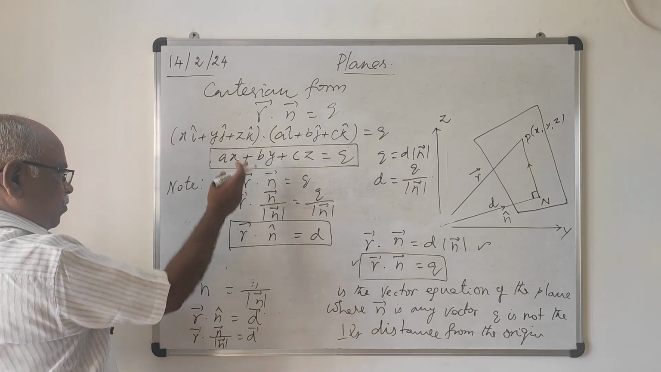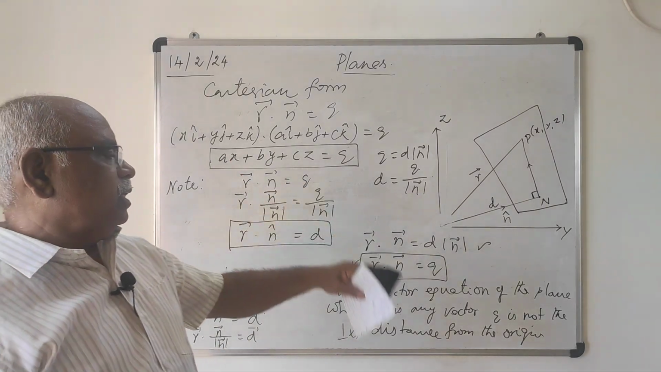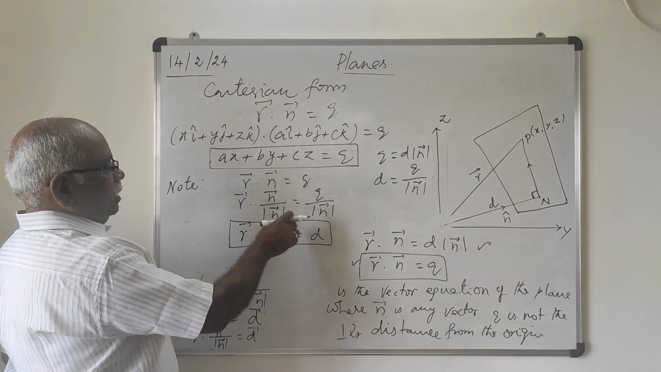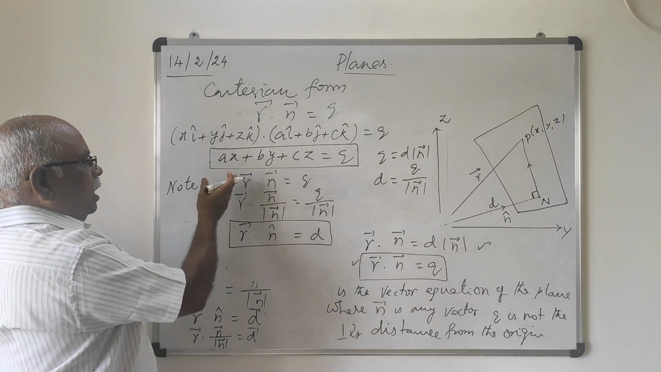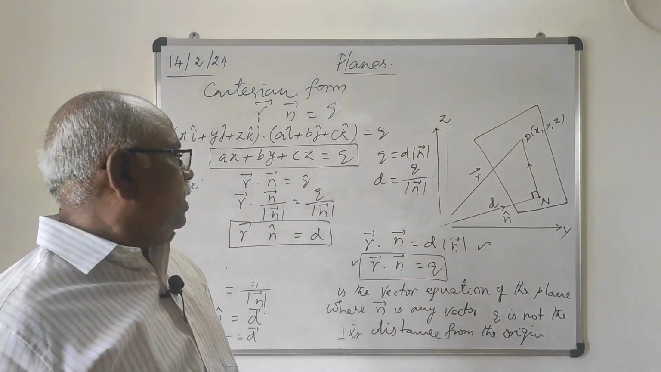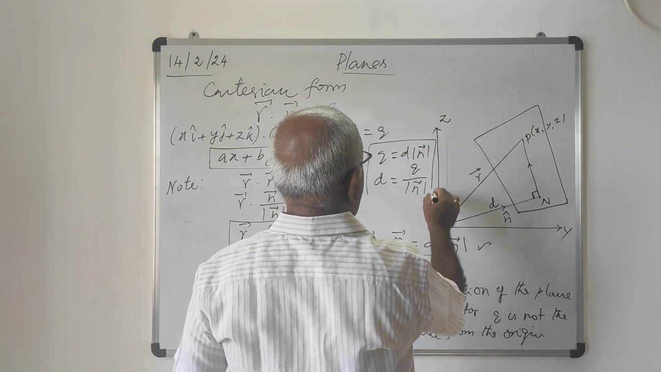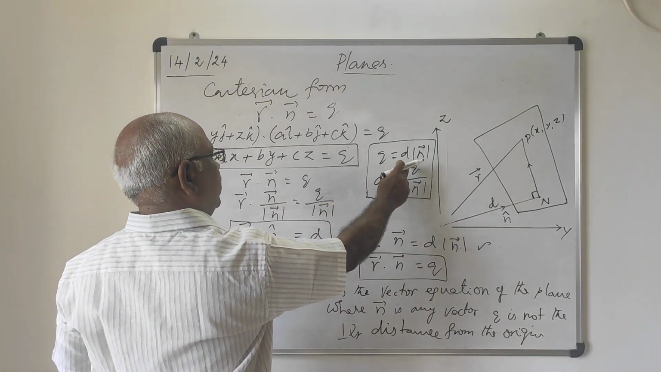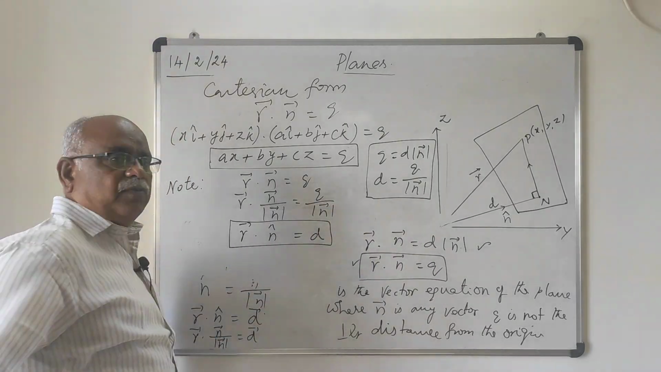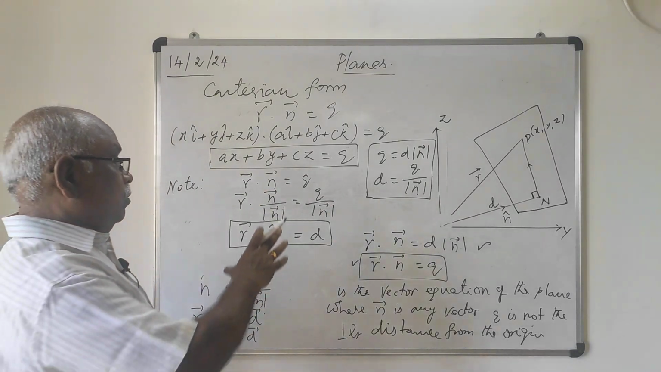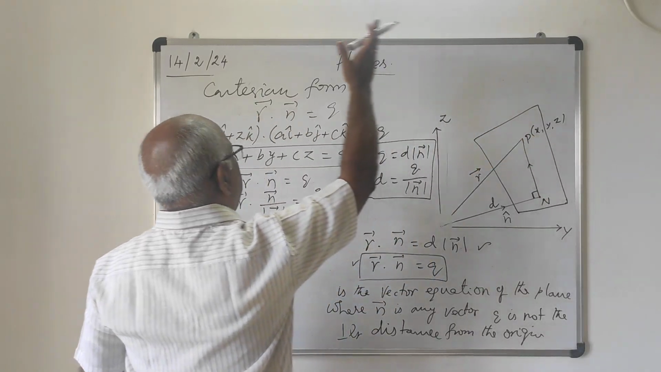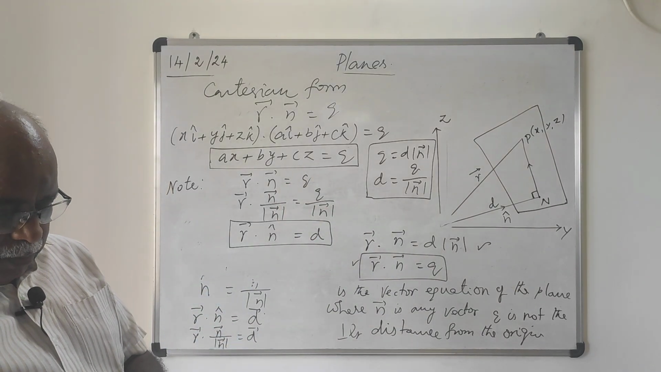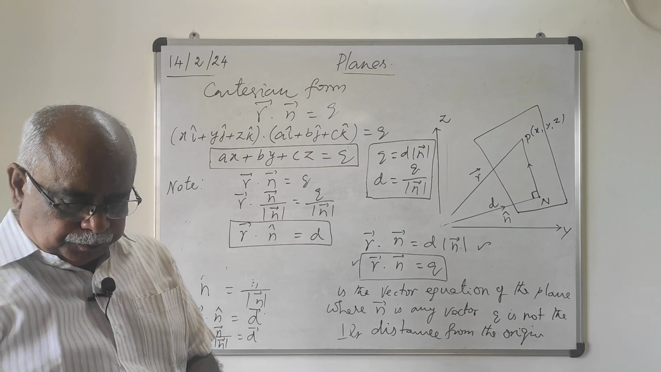Any equation is converted into normal form like that. If you divide both sides by mod n, you will get the equation in normal form, R dot n cap equal to D. So this is the relation for converting any equation into normal form. Using the idea Q equal to D into mod n, to find the perpendicular distance from the origin D, you divide Q by mod n. That's all about the equation in normal form, when direction ratios are given and the equation is converted into normal form. Now I am going to solve one problem.